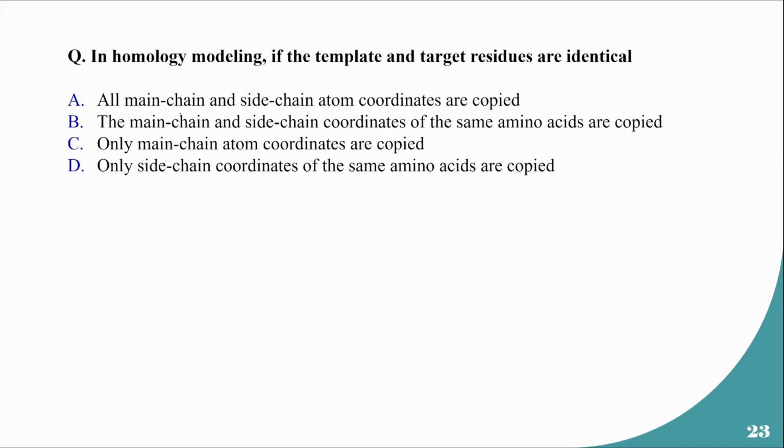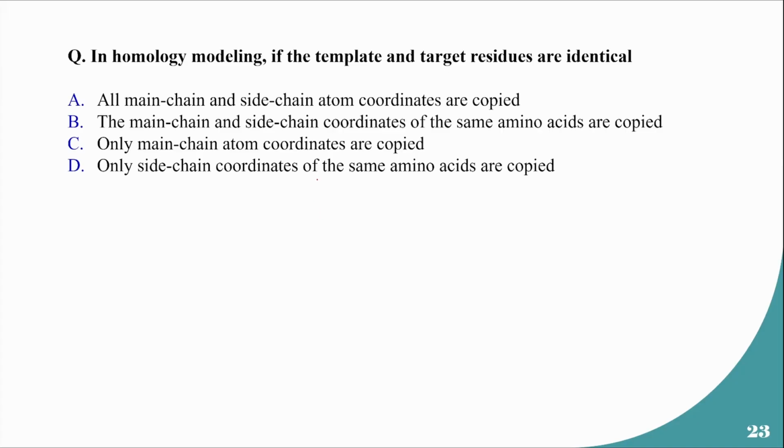So here the question is asking that in homology modeling, if the template and the target residues are identical, so you have found a proper template for the modeling, you have aligned that sequence with the target sequence, right? And then you are seeing that at some positions, of course, the same residues are present in the template sequence and in the target sequence as well, right? So then what can you follow as a protocol?